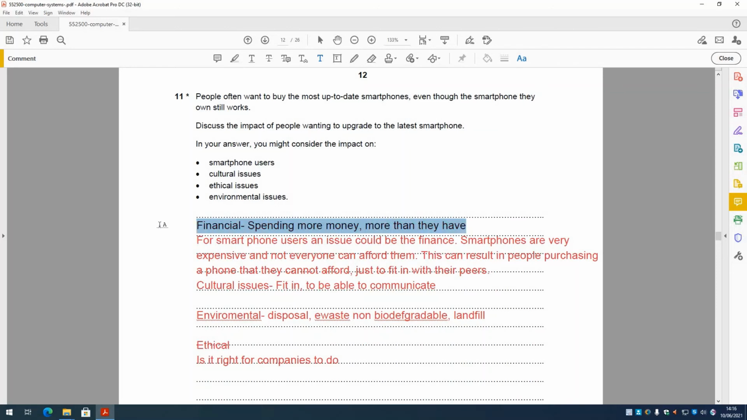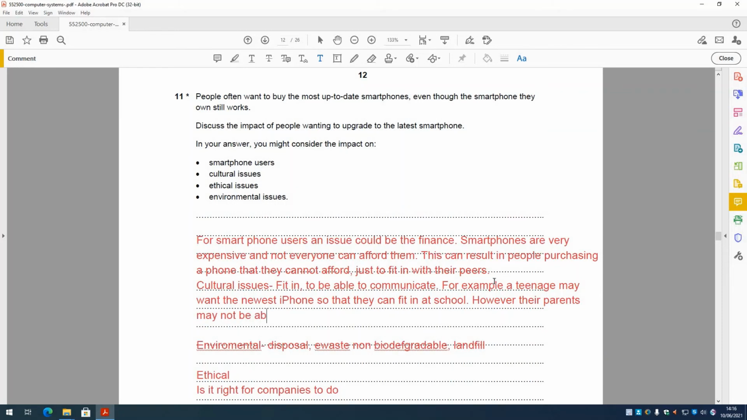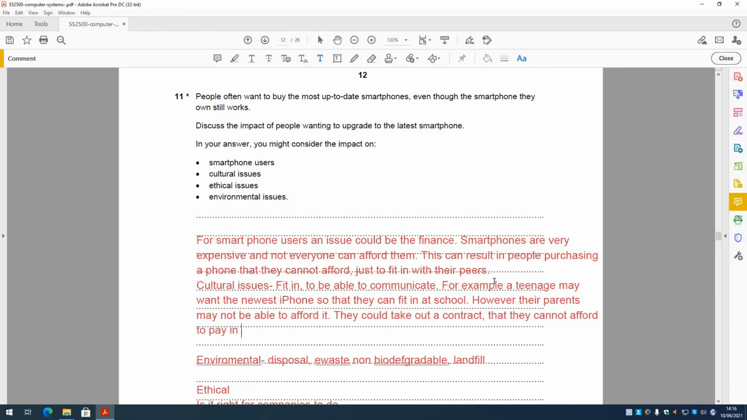So let's just get rid of that heading on there. I've covered those points. Now what you have to make sure you do with all of these questions is give relevant examples to back it up. For example, a teenager may want the newest iPhone so that they can fit in at school. However, their parents may not be able to afford it. They could take out a contract that they cannot afford to pay in the long term. Okay, so we've covered smartphone users there.